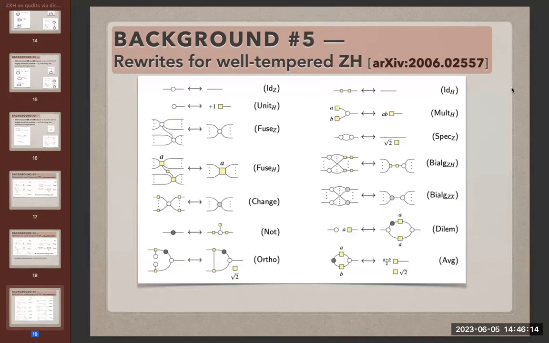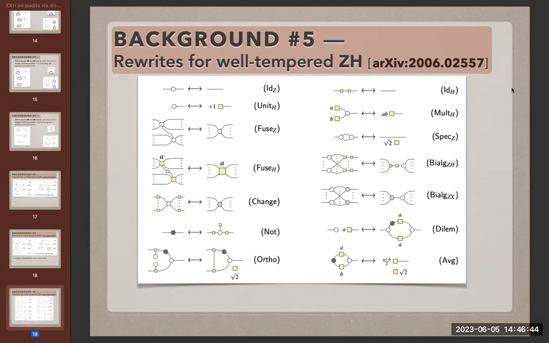For the ZH calculus, these are the corresponding rules that we get. And again, we don't entirely avoid scalar gadgets. Note in particular the so-called ortho and average rewrite rules. We have scalar gadgets for the square root of 2. Similarly, on the mid right-hand side, this rewrite, spec Z, is representing the fact that the calculus is not special, but quasi-special. If you take 2 white nodes and you connect them by multiple edges, you get non-trivial scalar factors.